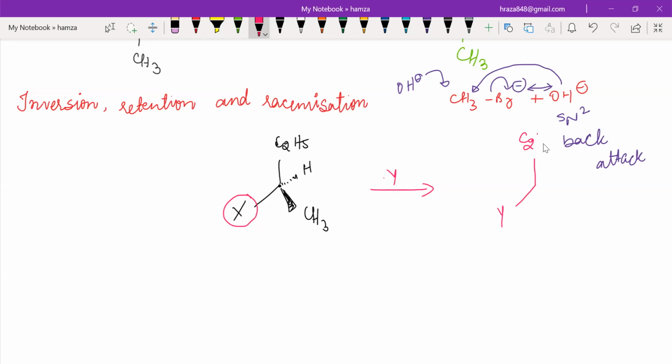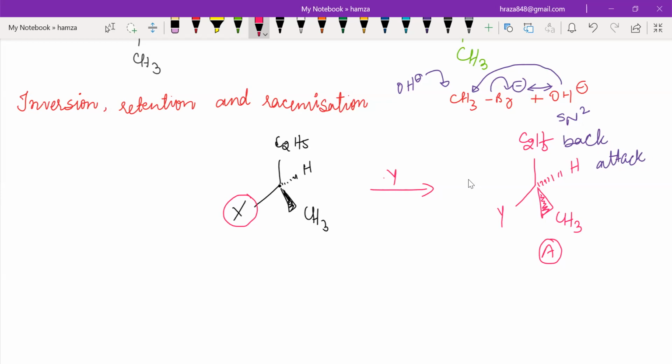This is C2H5. Inversion, inversion, that means opposite. So can you tell me whether this reaction that I'm just writing is inversion or retention? Nafisa, what do you think? Is it inversion or retention? Retention, because X is replaced by Y, and Y goes to the same spatial arrangement, the same place as X.